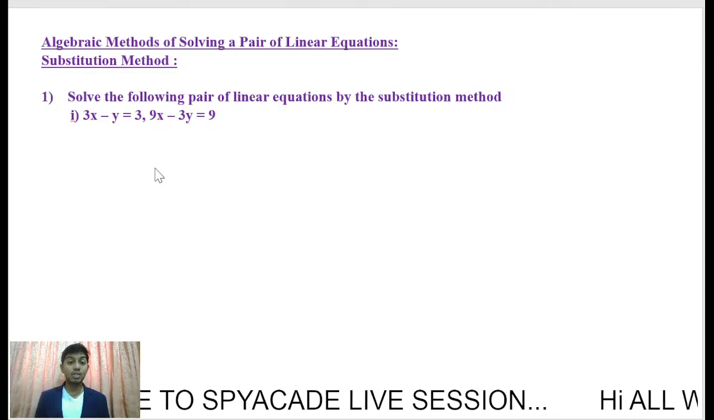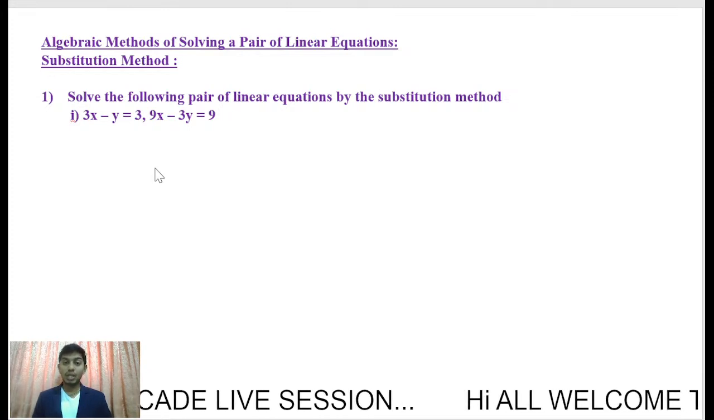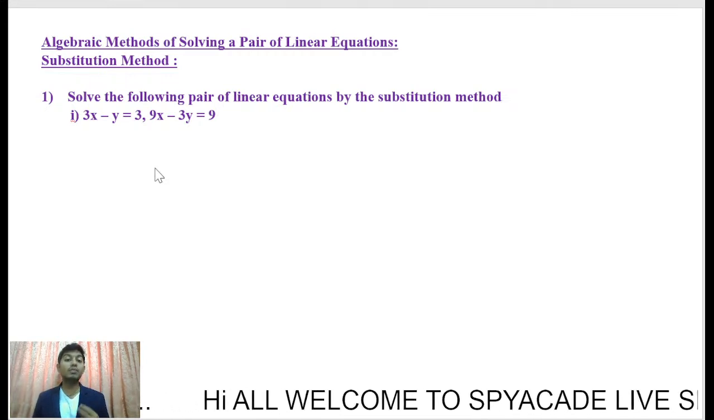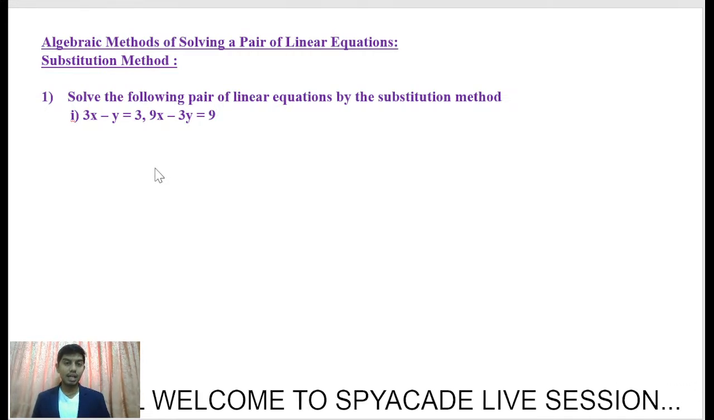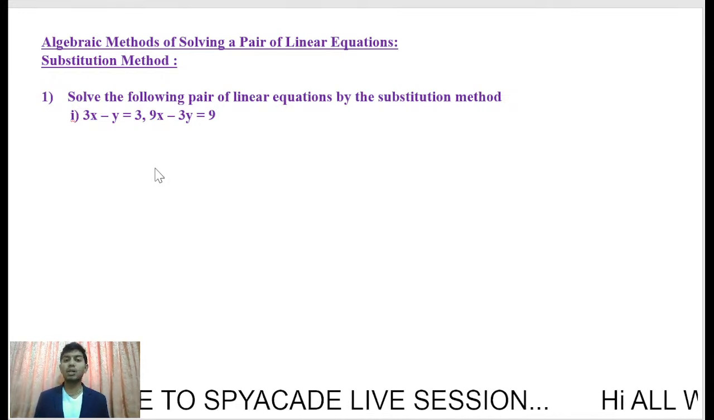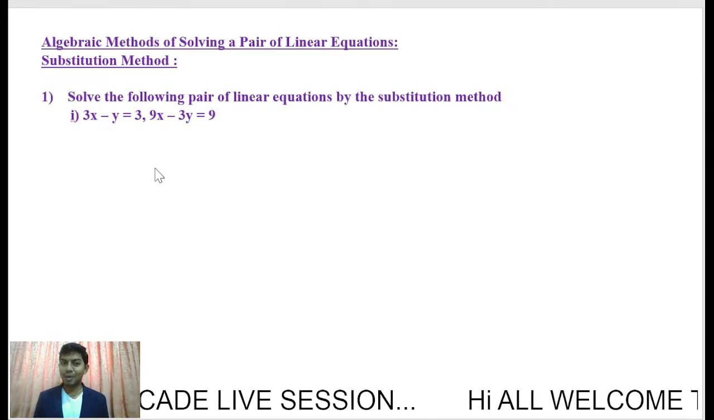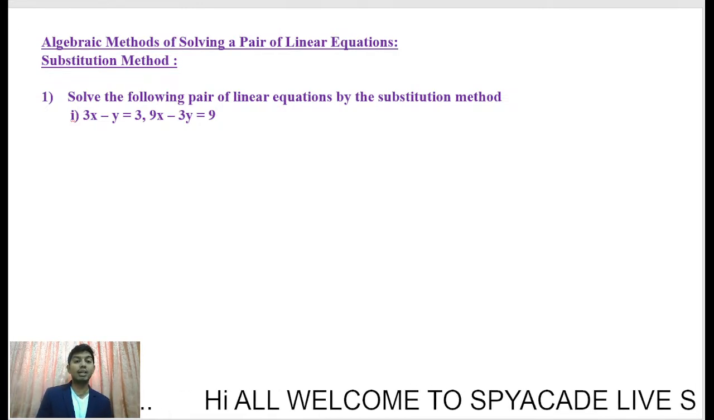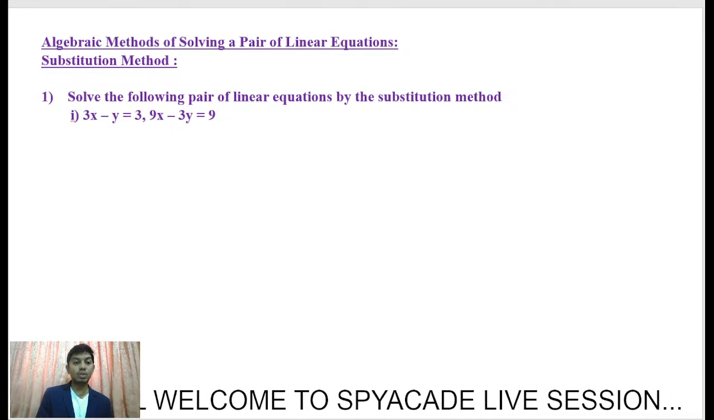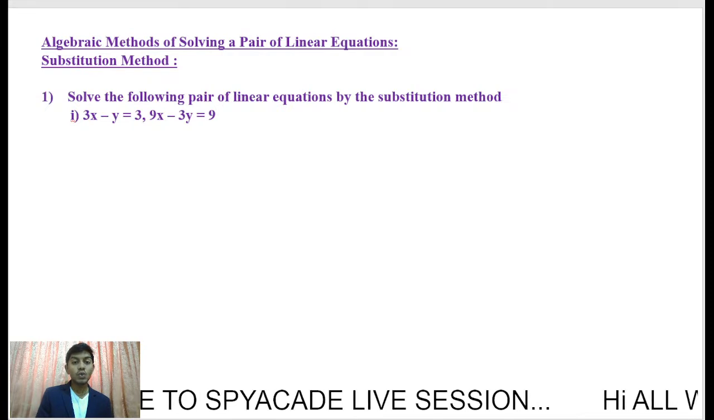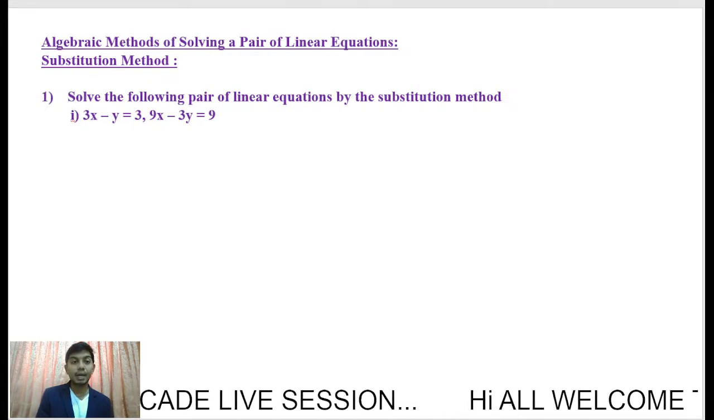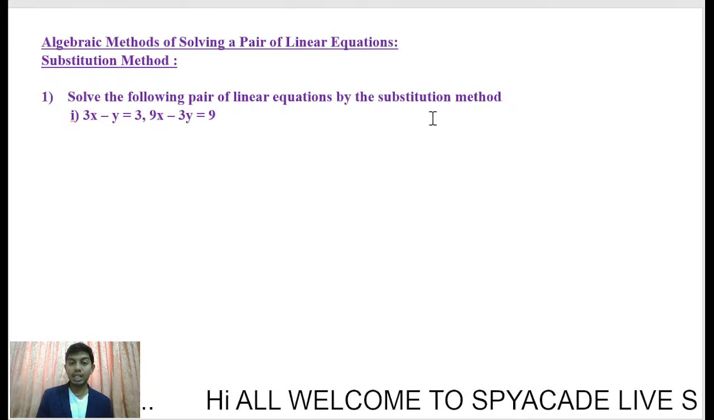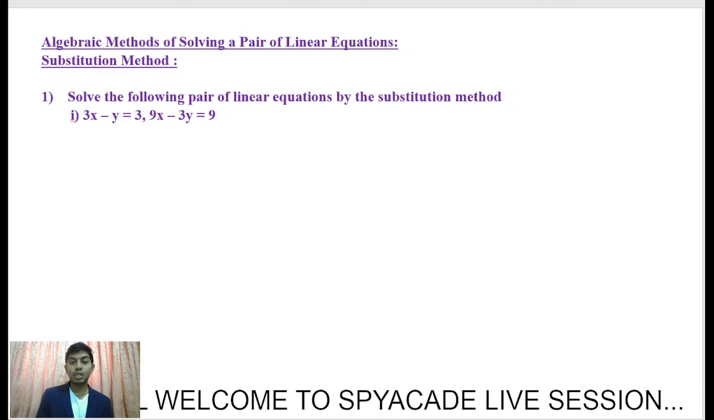In each and every question they will be giving two different equations, because in all these things we are dealing with pair of linear equations, which means we will be given two different linear equations. What does it mean by linear equation? The highest power should be 1, that is the degree is 1. Right, very good. So let's move on to this first question. Solve the following pair of linear equations by the substitution method.